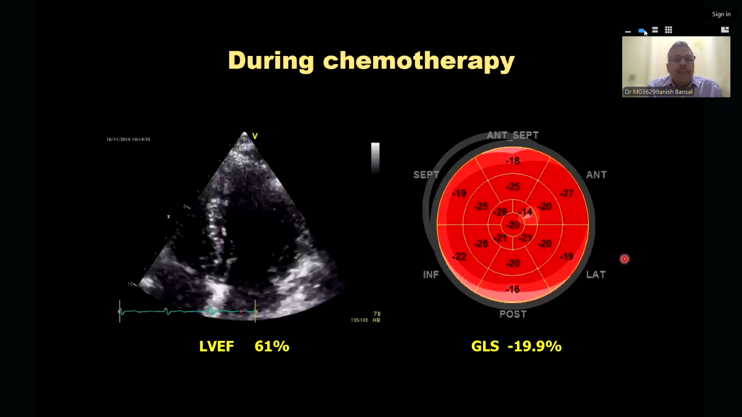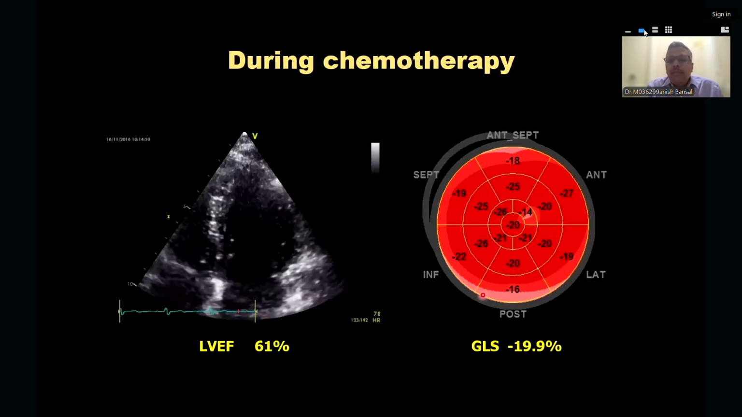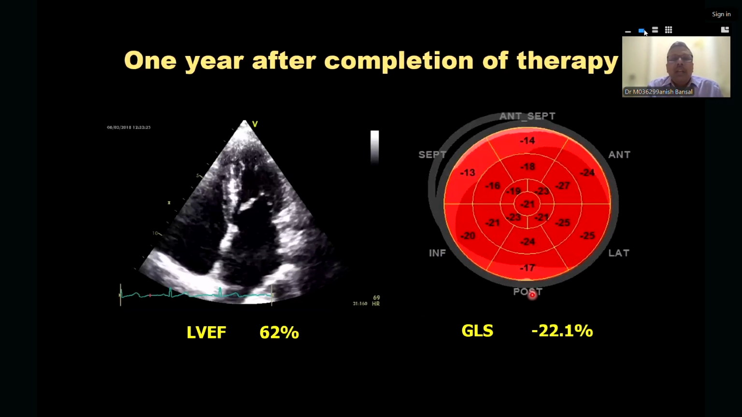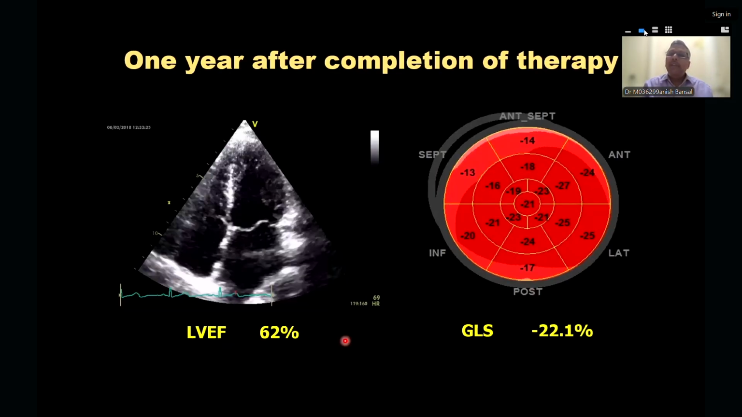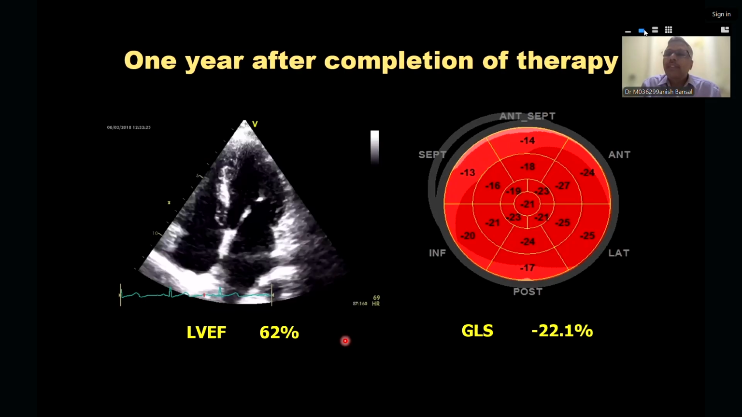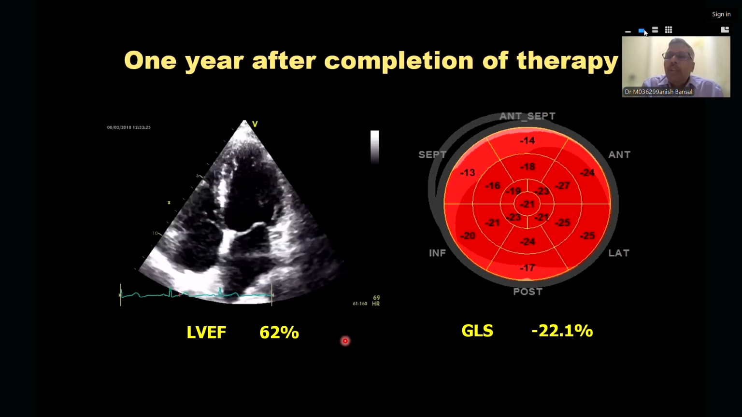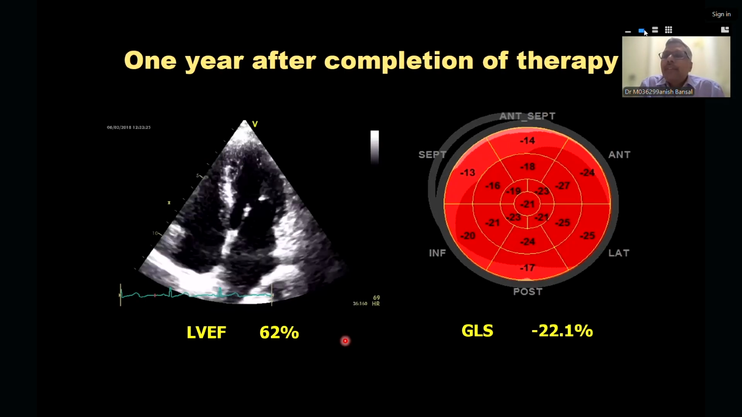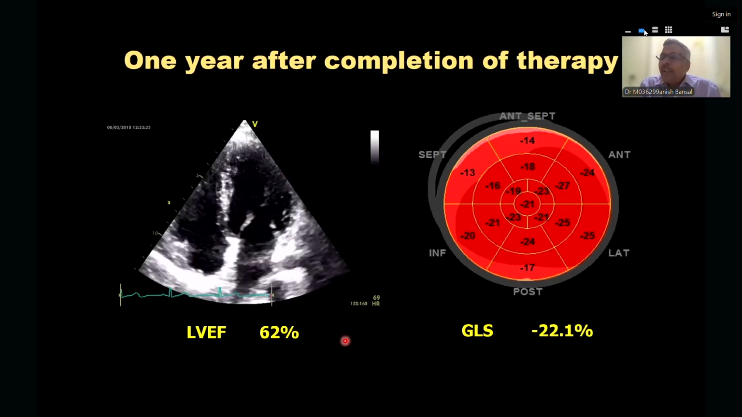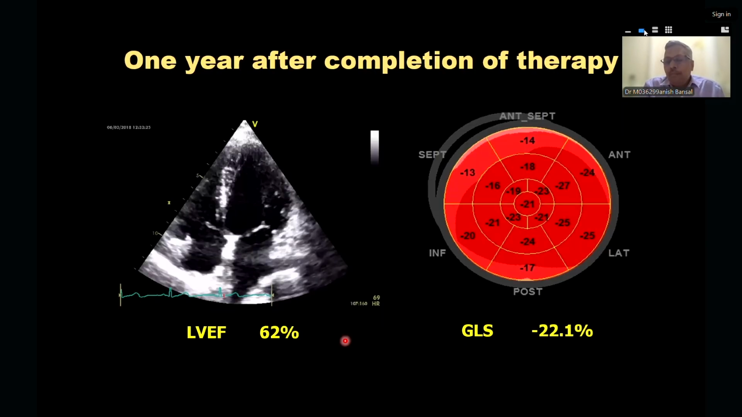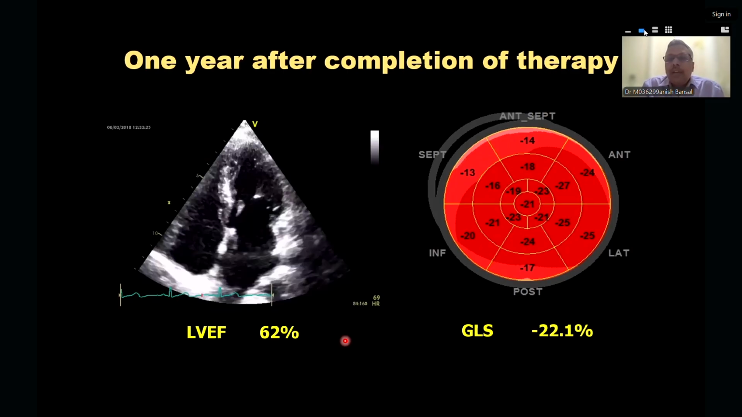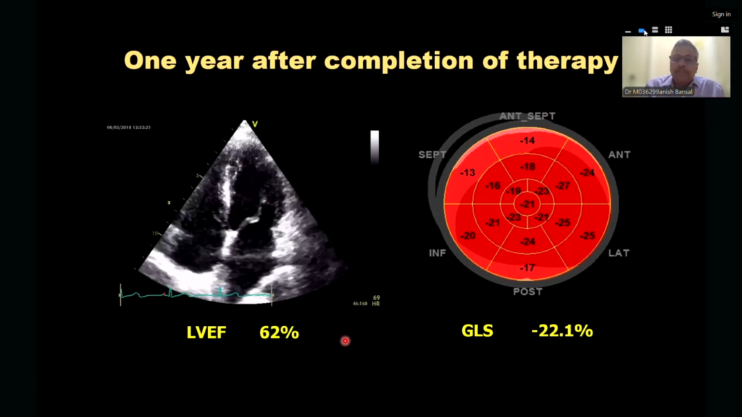And then after a few months, EF is the same, but GLS is improved. And 1 year after completion of therapy, GLS is absolutely normal. EF remained normal throughout the course of this disease. So if we had been looking only at LVF, we would not have picked up this early myocardial dysfunction which this patient had developed. And because we added a beta blocker, most likely that helped her recover her LV function.